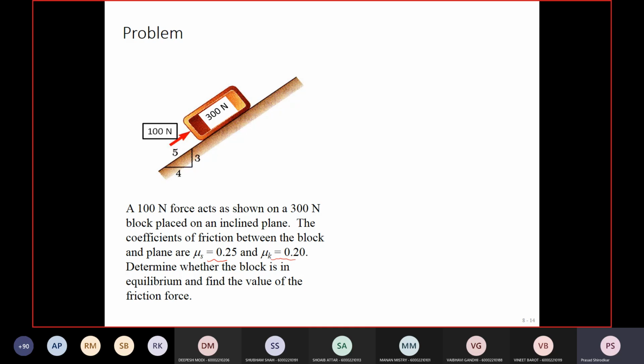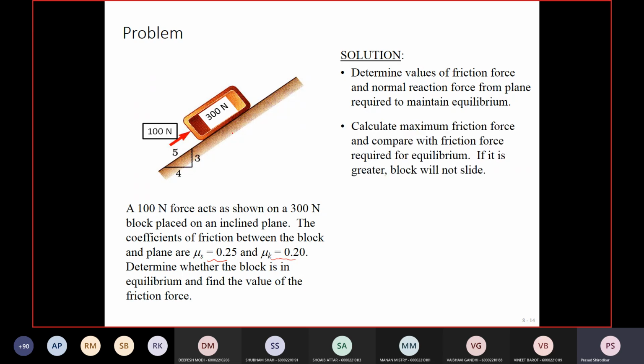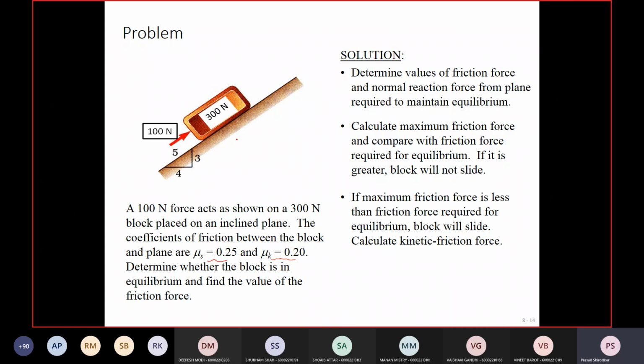So what will be the steps? Determine the values of frictional force and normal reaction from the plane required to maintain equilibrium. Then calculate the maximum frictional force and compare it with the frictional force required for equilibrium. If the maximum frictional force is less than the frictional force required for equilibrium, the block will slide, and then calculate the kinetic force. First case, the block will not slide; second case, the block will slide. If the frictional force required is less than the maximum resistance, then the block will not slide. If it is greater, then the block will slide.